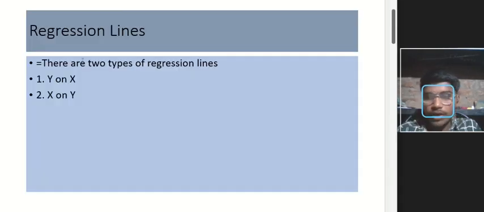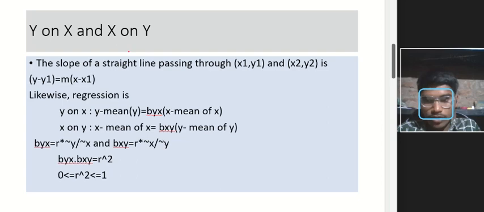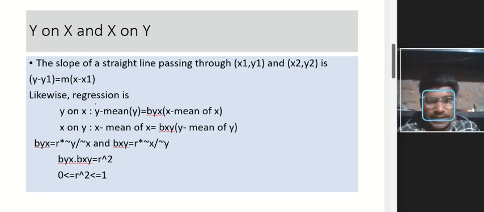So we have two types of regression lines, those you can see here. First of all, y on x and x on y. So let's cover both of these topics. First, y on x, and x on y. So, what are these regression lines?